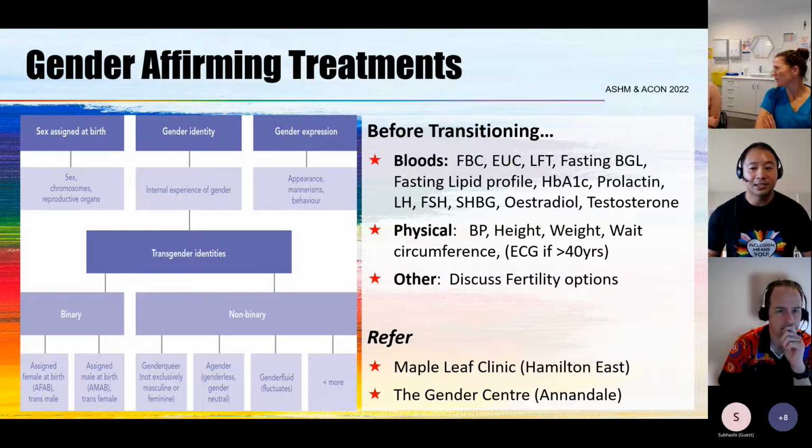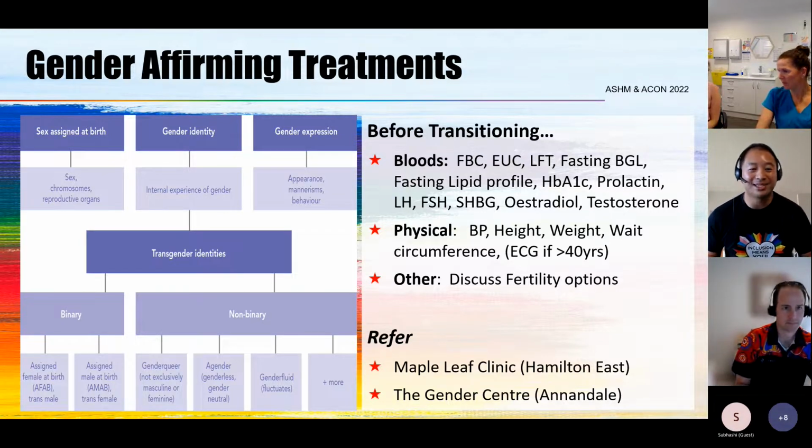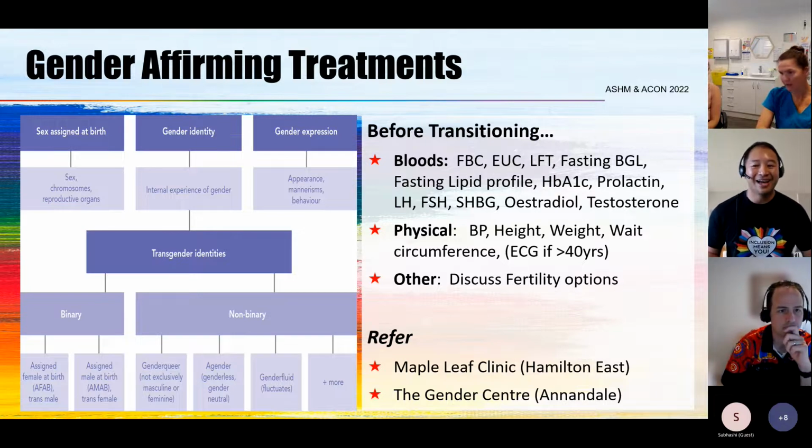So for blood tests, these are the common ones we are often requested for before we make the referral. We look at our physical features as well, our height, our weight, our blood pressure, and, sorry, that's meant to say waist circumference, not weight circumference. And also, if they are over the age of 40, having an ECG done. And also to discuss fertility options, because when we start hormones, it does reduce the level of fertility.